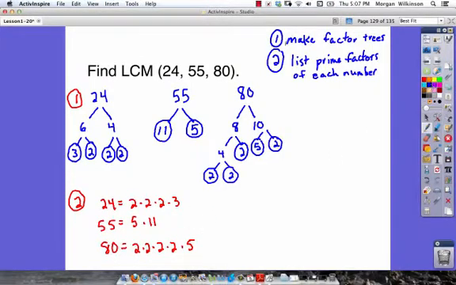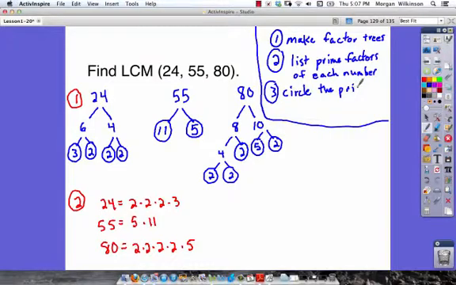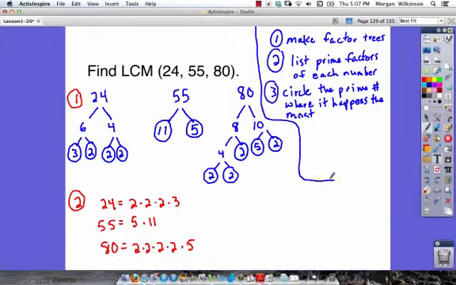The third step that we have in this process. Listen carefully to this. Third step. Circle the prime number where it happens the most. We're actually going to have 4 steps in here. So I'm going to erase this right now. If you've made a line under it, you should as well. Okay, because we'll continue this with our 4th step in a moment.